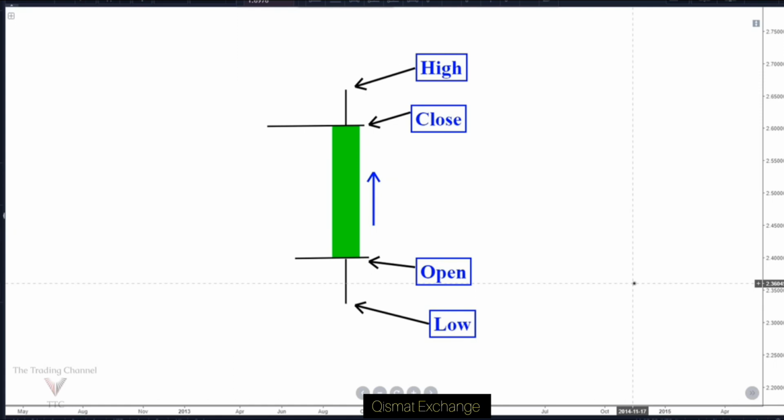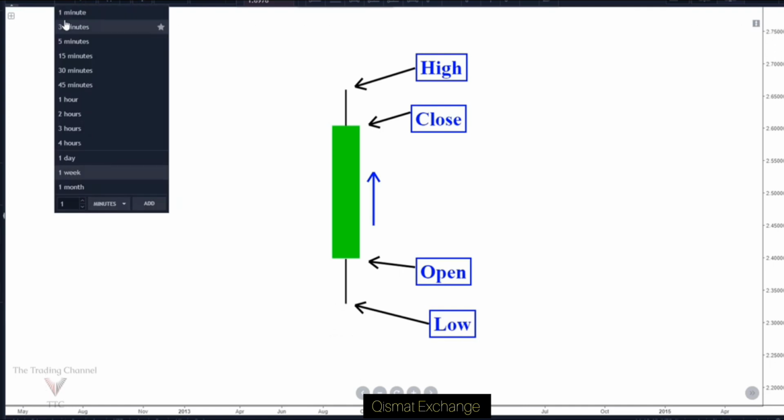Alright, so now that we've quickly been over the anatomy of a candlestick, let's jump into what these candlesticks actually represent. And then later on, we'll discuss how we can use candlestick charts to predict market direction. Alright guys, so let's dive into what these candlesticks actually represent. Well, each one of these candlesticks represents a specific time period. If I click over here on time periods, you can see that we have time periods ranging from 1 minute all the way to 1 month.